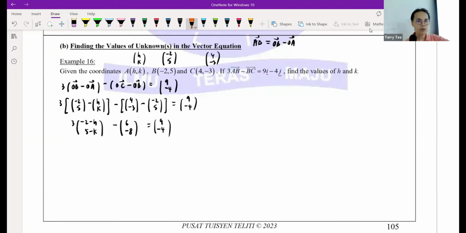Okay, so let's bring this to the right-hand side. When you bring it over to the right, it's going to be addition. You're going to add them together. This is -2 minus H, 5 minus K. You add them up, this will be 15.